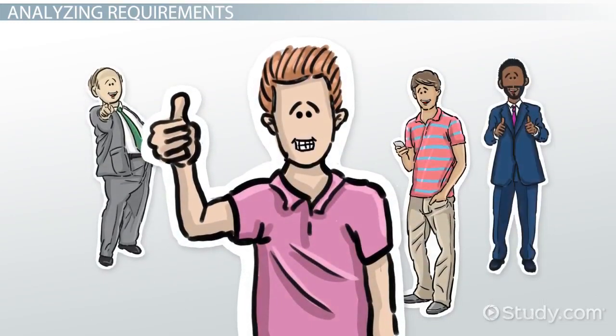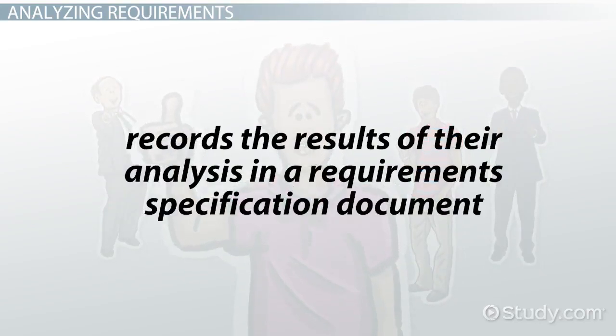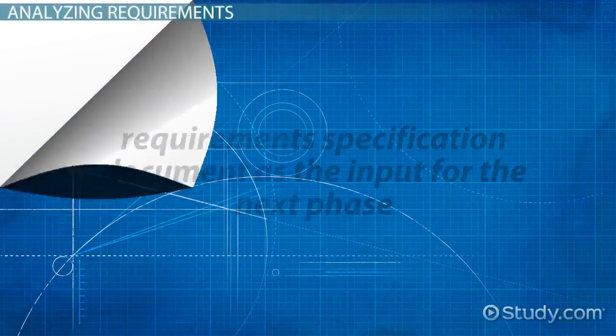After the project team completes the analysis, the team records the results of their analysis in a requirements specification document. The requirements specification document is the guideline for the project team and serves as a point of reference for the project team. The project team uses the requirements specification document as the input for the next phase of the software development lifecycle.